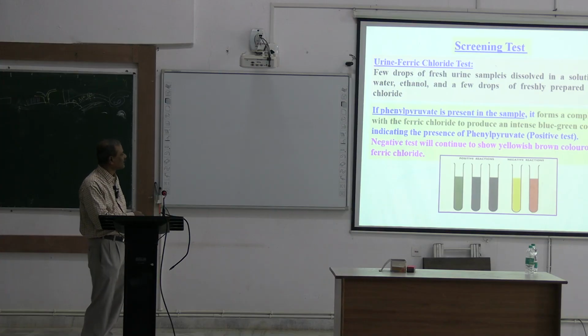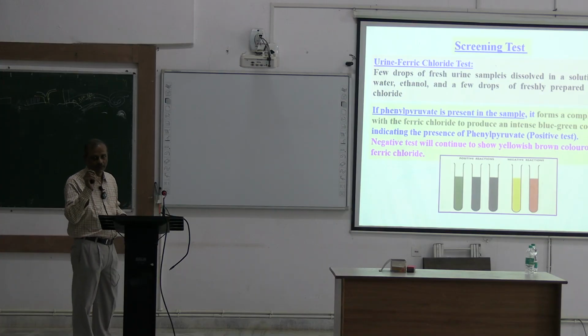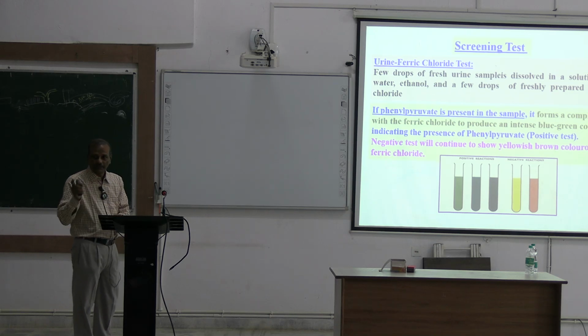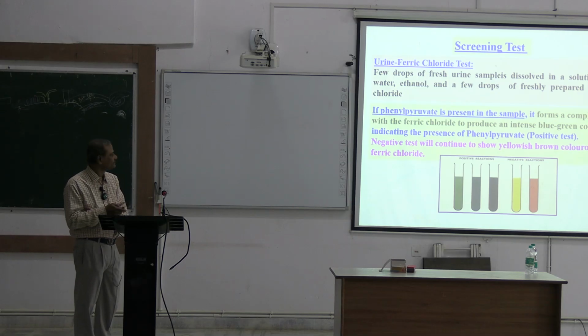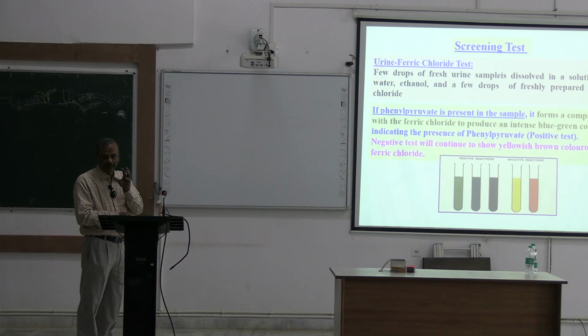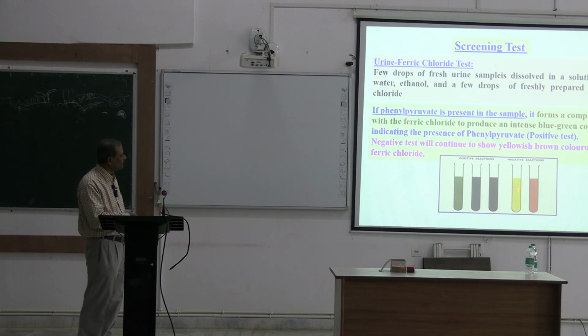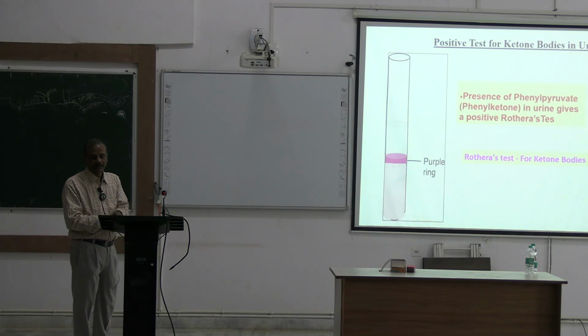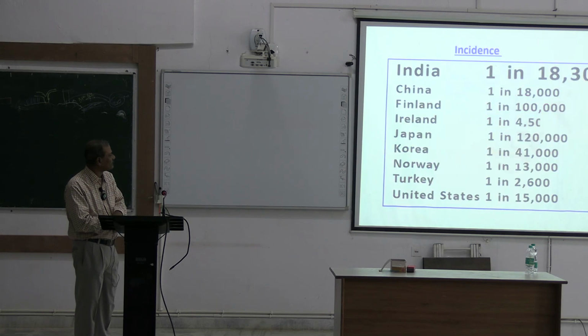The ferric chloride test is another test because the ketone group is there. So the ferric chloride test will be positive, and you will do the ferric chloride test in your practical class. Phenylpyruvate is basically having a ketone group, that is the reason the ferric chloride test will be positive. This you will see in your practical class, and for ketone bodies also you will do a Rothera test. So the Rothera test might also be positive because of the phenylketone.